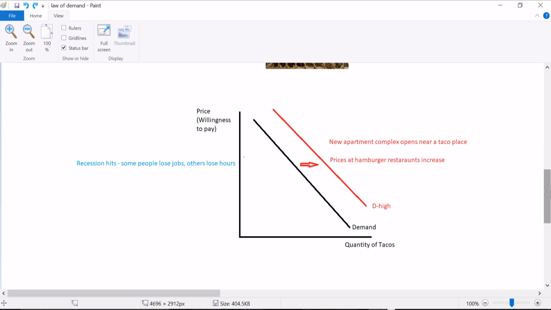A couple of other examples. A recession hits. Some people lose their jobs and others lose hours at their jobs. That's lower income. Another option is tacos might go on sale this weekend. These are both things that will make us buy fewer tacos today. Lower quantities at every price is a decrease in demand.